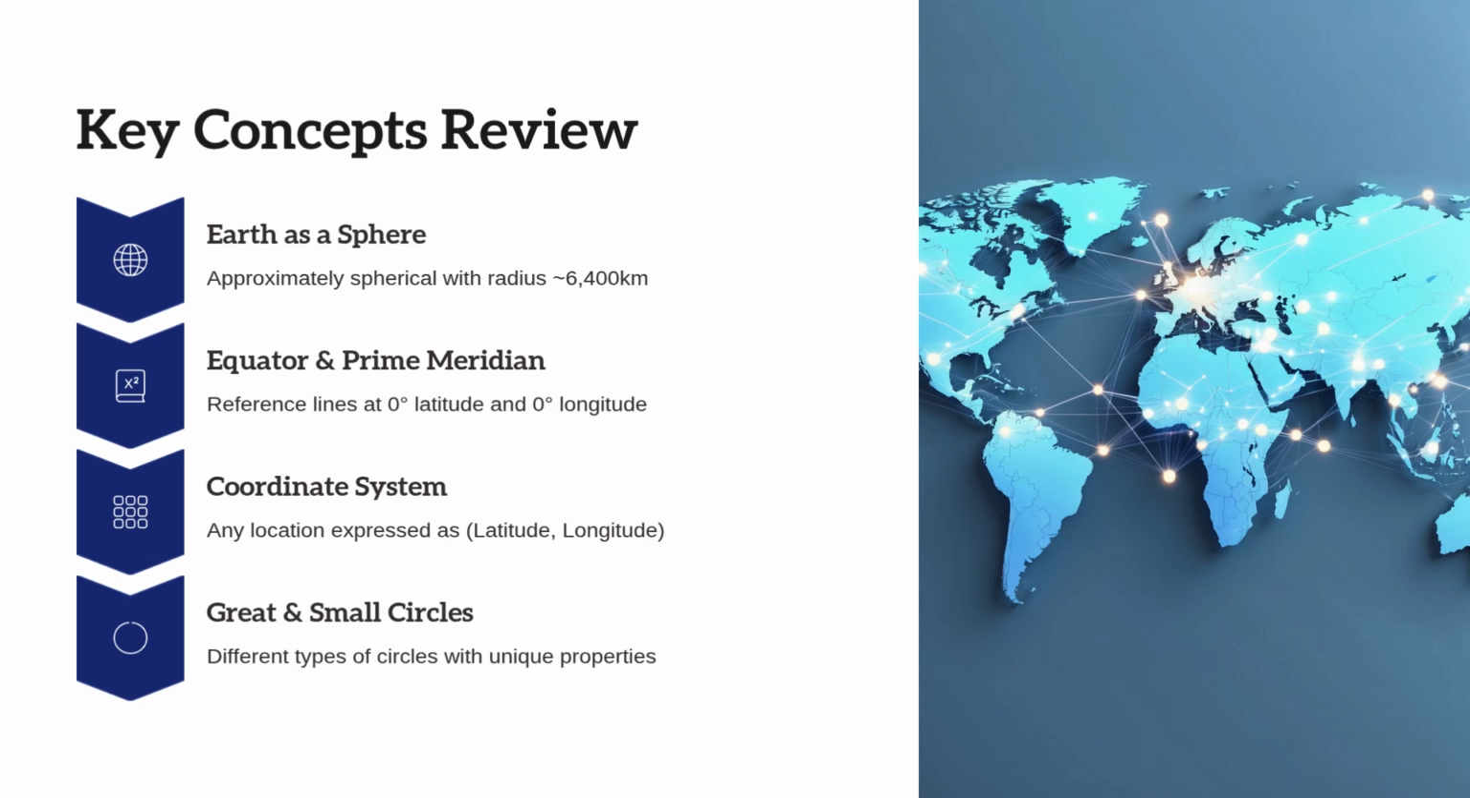Any place on Earth can be described using an ordered pair of numbers: latitude, longitude. This tells us how far north/south of the equator, and how far east/west of the prime meridian the place is located. Great and small circles. Great circles are the largest possible circles on Earth's surface, made by slicing Earth through its center, e.g., equator or meridians. They represent the shortest distance between 2 points. Small circles are any other circles that don't pass through Earth's center, e.g., lines of latitude other than the equator.